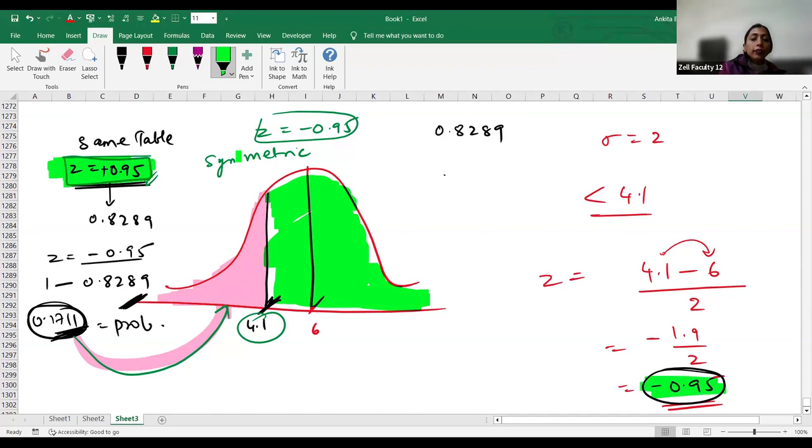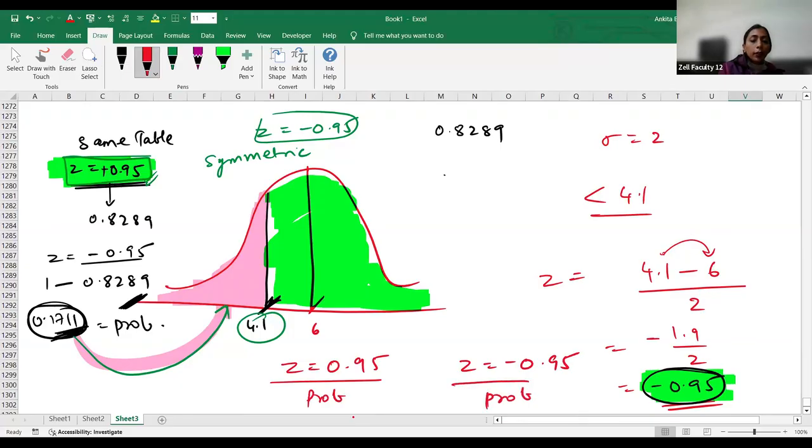But what value of Z did we get? Negative 0.95. So what is negative 0.95? Negative 0.95 is just a reverse or an inverse of the whole Z. Because it is a symmetric distribution, for Z equals 0.95 and Z equals negative 0.95, if you add the probabilities you calculate, this will always come to 100%. This is true for any value of Z, because all the Z distributions are symmetric distributions.